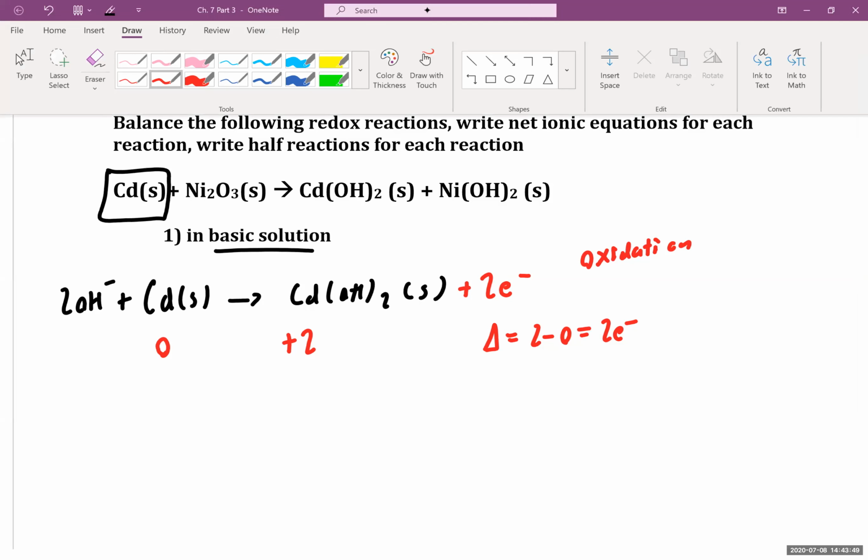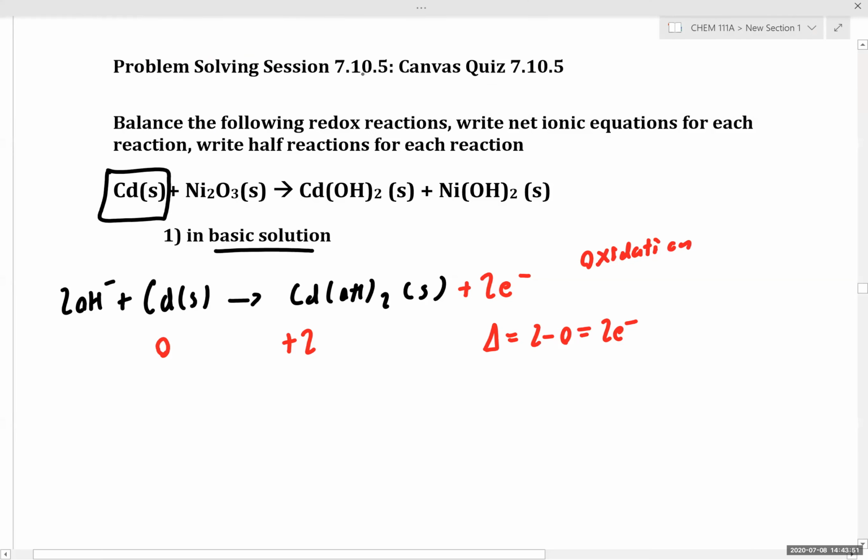Now, let's focus next on the nickel half-reaction. So let's take about another 4 to 5 minutes and try to write a valid half-reaction for the reaction of nickel 3 oxide.